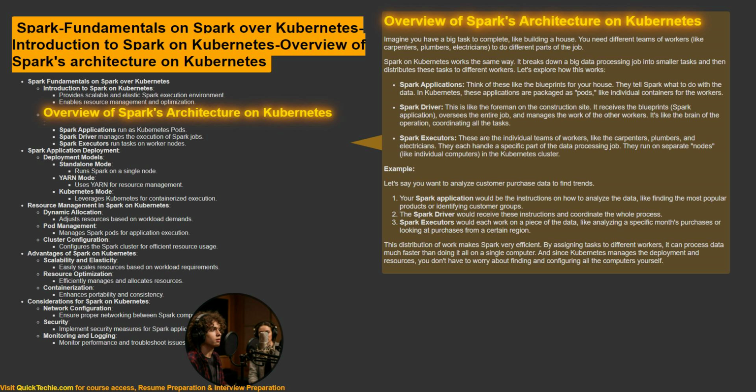This distribution of work makes Spark very efficient. By assigning tasks to different workers, it can process data much faster than doing it all on a single computer. And since Kubernetes manages the deployment and resources, you don't have to worry about finding and configuring all the computers yourself.